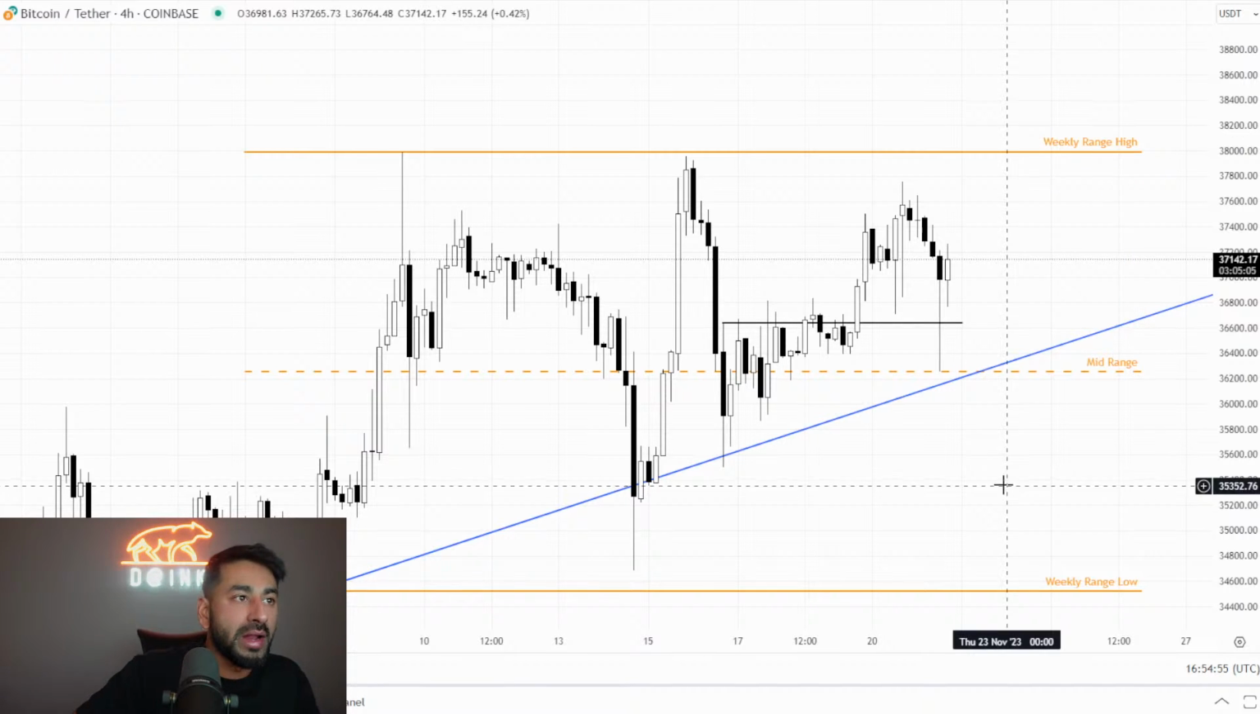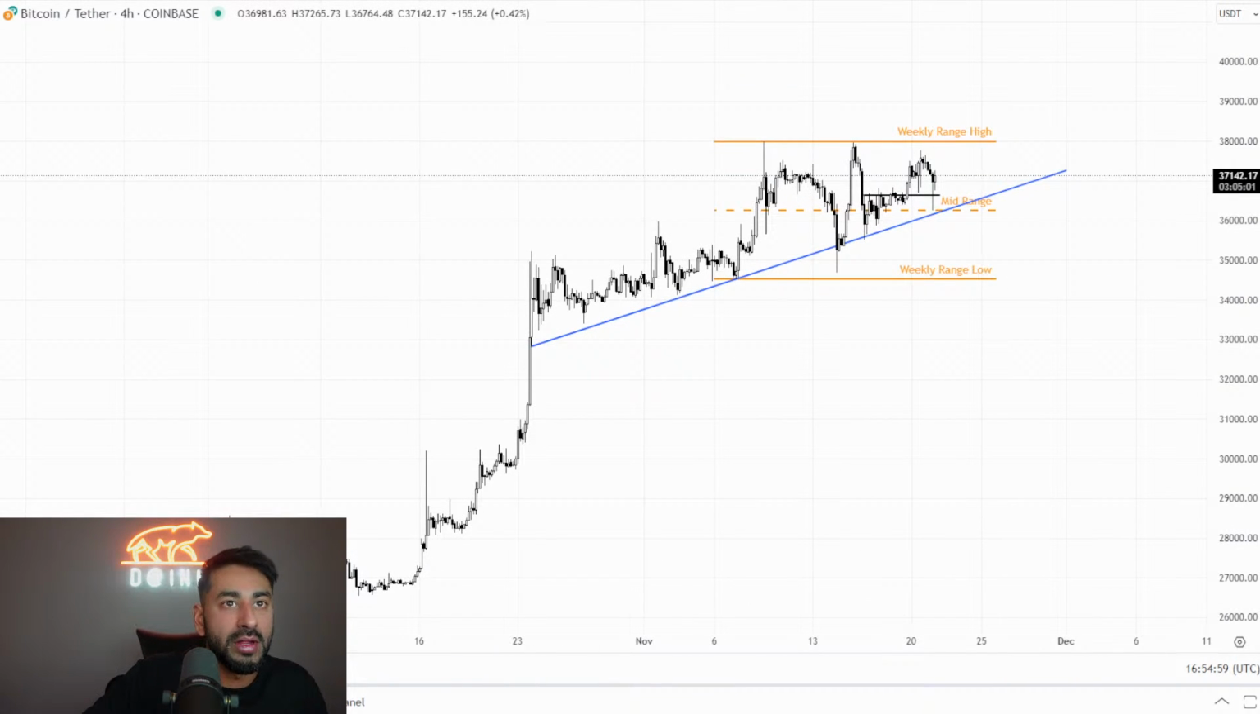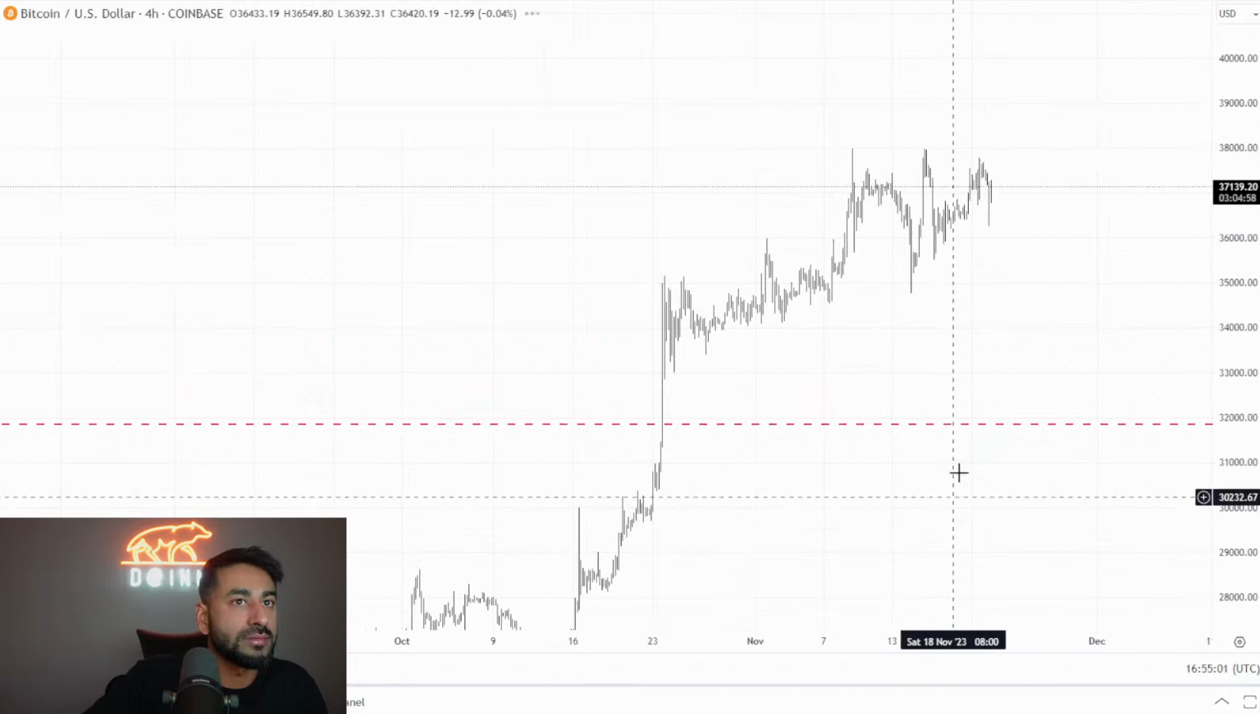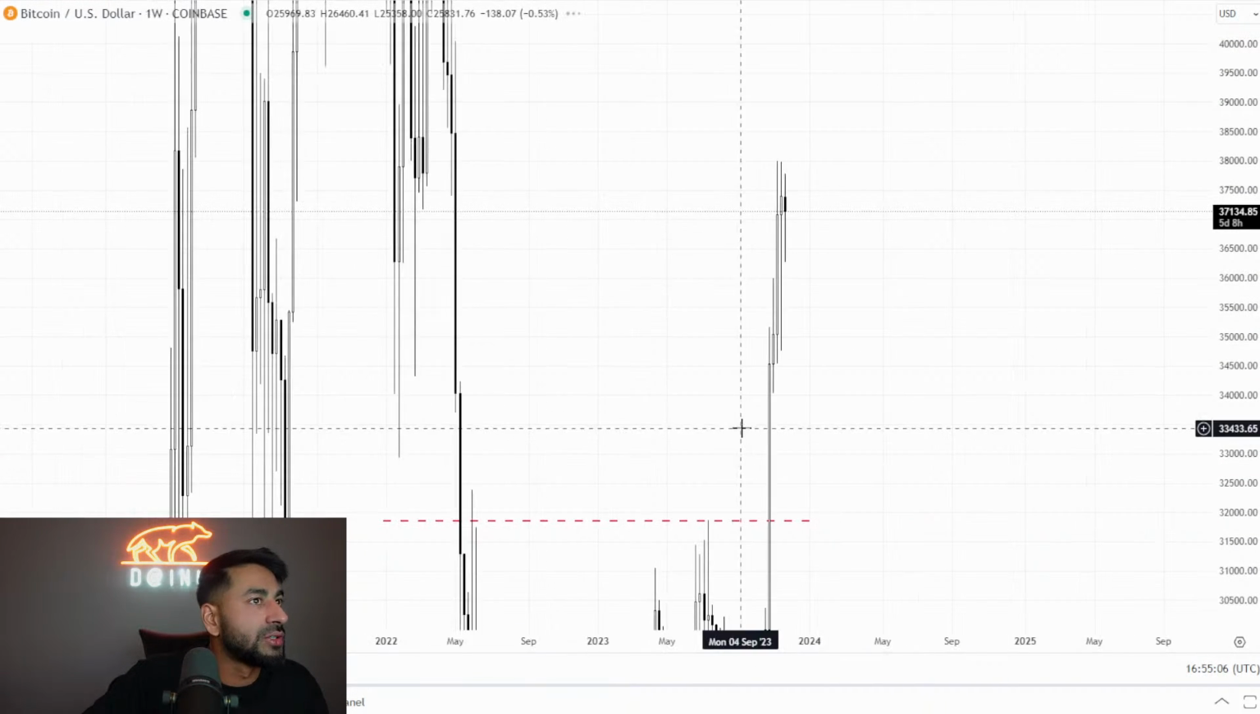Now the bearish play for me, right, for me to start looking for 32k. So if I bring up this chart here, go to the weekly, sorry, let me just add that back up.